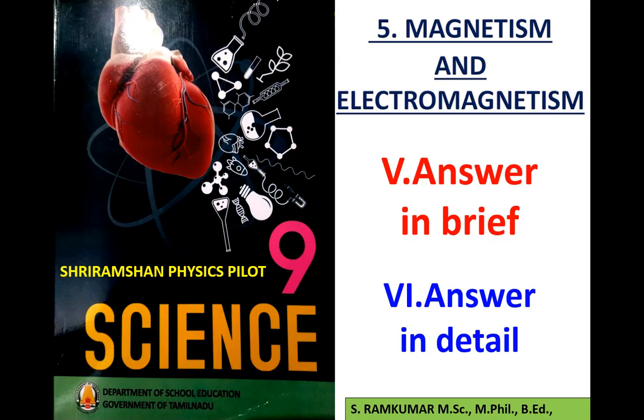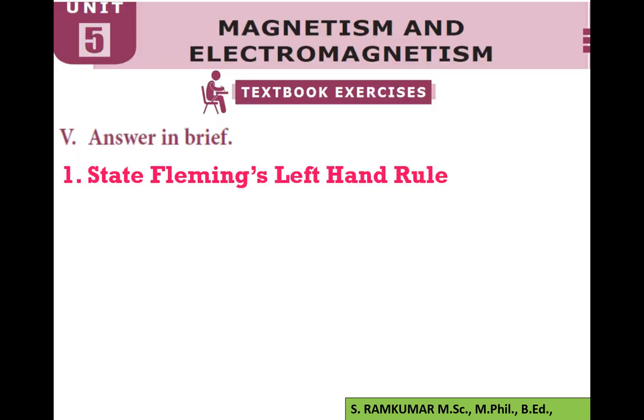In this video, we will see 9th standard Science Physics, 5th unit: Magnetism and Electromagnetism, the answers in brief and answers in detail. Answer in brief. First question: State Fleming's left-hand rule.